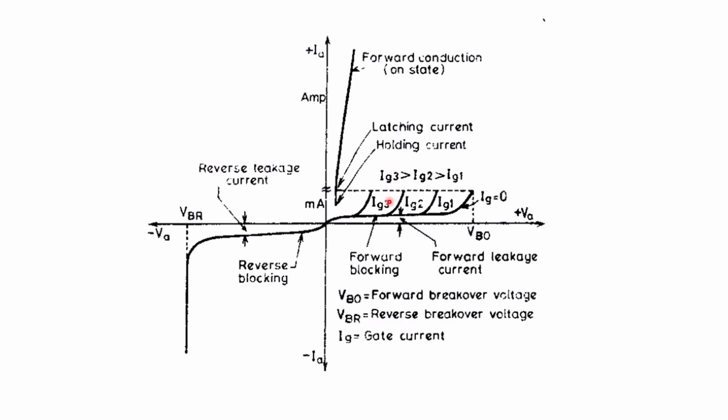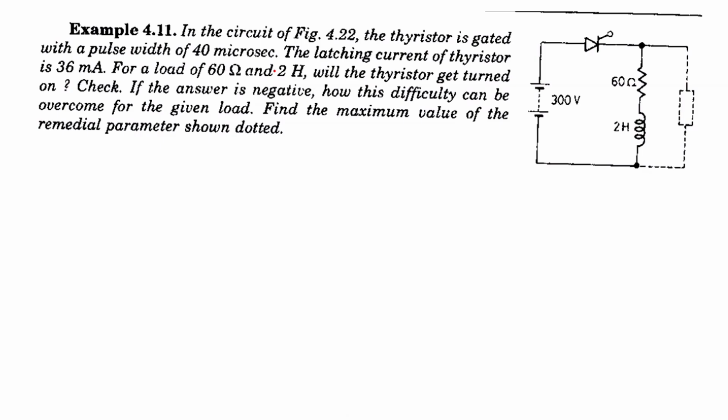Okay, and now we'll proceed to see some examples or some numericals on how to calculate the latching and holding current and some other parameters of the thyristor. Some basic numericals, and then we'll proceed to some simulations. Let's do some calculations on a problem for the latching current. As we understood, the latching current is the current related to the turning on of the thyristor.